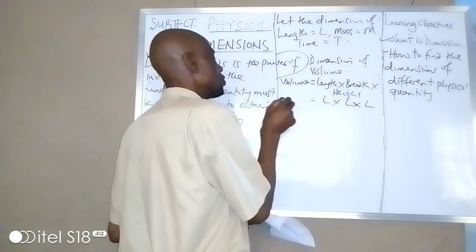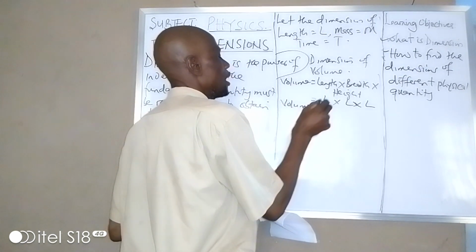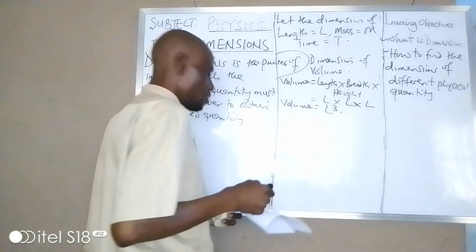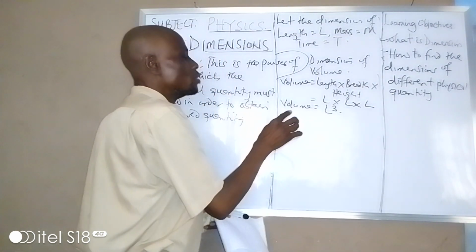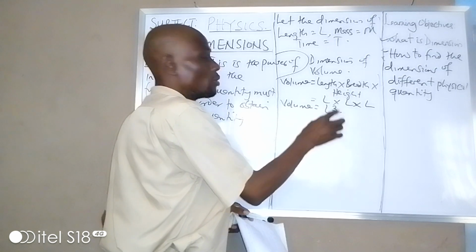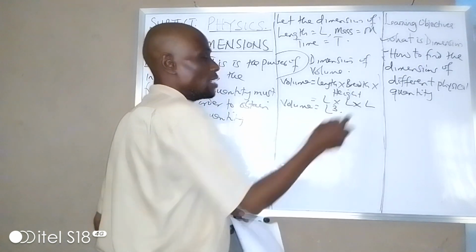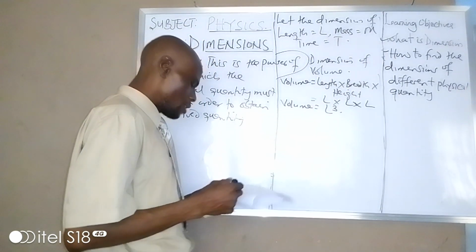Now our volume will be L raised to power 3. So the dimension of volume is L raised to power 3. How? L times L times L. Okay? Now let's look at another one.